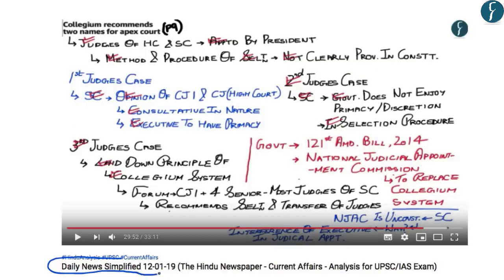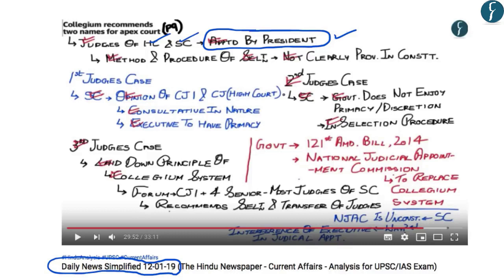Now, the appointment of judges of the Supreme Court has been dealt with in the DNS of 12th January 2019. However, let us look at some of the points that were discussed in that video. Now, regarding the appointment of judges of the High Court and the Supreme Court, they are appointed by the President. However, the Constitution provides that the Chief Justice is appointed by the President after the consultation with such judges of the Supreme Court and High Court as he deems necessary. So according to the Constitution, the President cannot appoint anyone on his own, and he has to consult with the judges of the Supreme Court and High Court as he deems necessary.